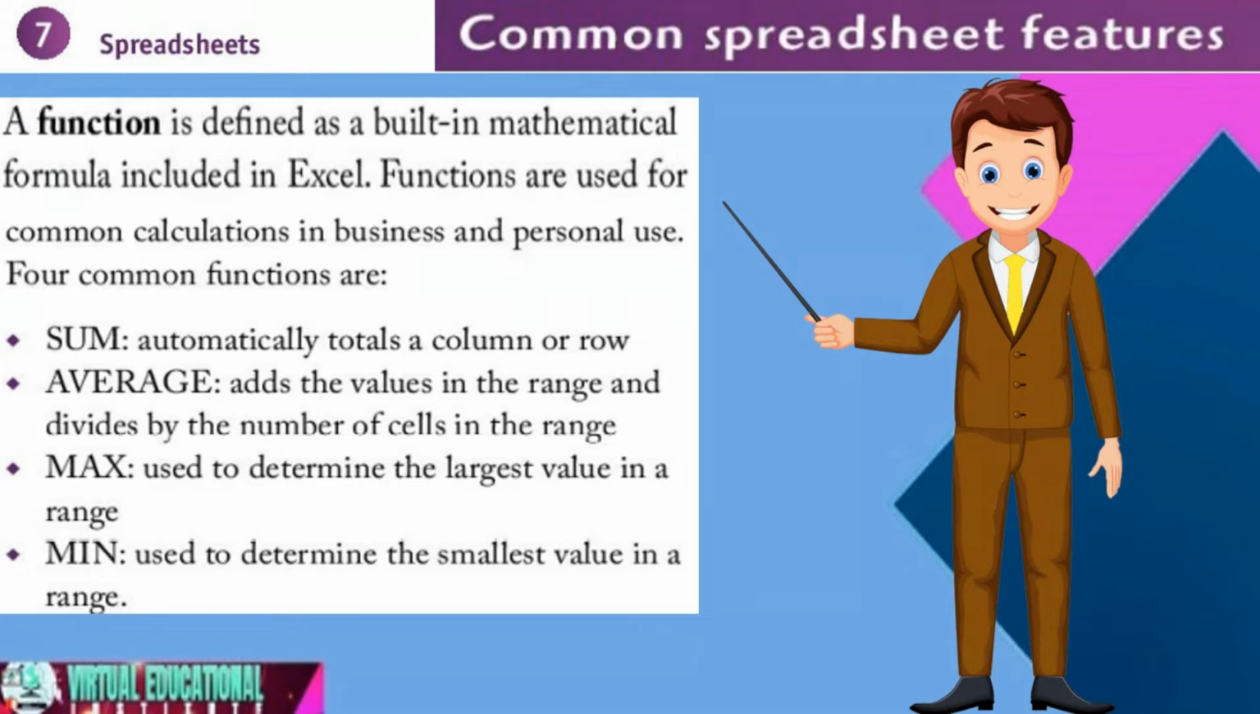Next, we have our min, and min here stands for minimum, used to determine the smallest value in a range. Similar to max, with the minimum function, whenever you have a range of values in your cells, the minimum function will determine which of those values is the smallest.